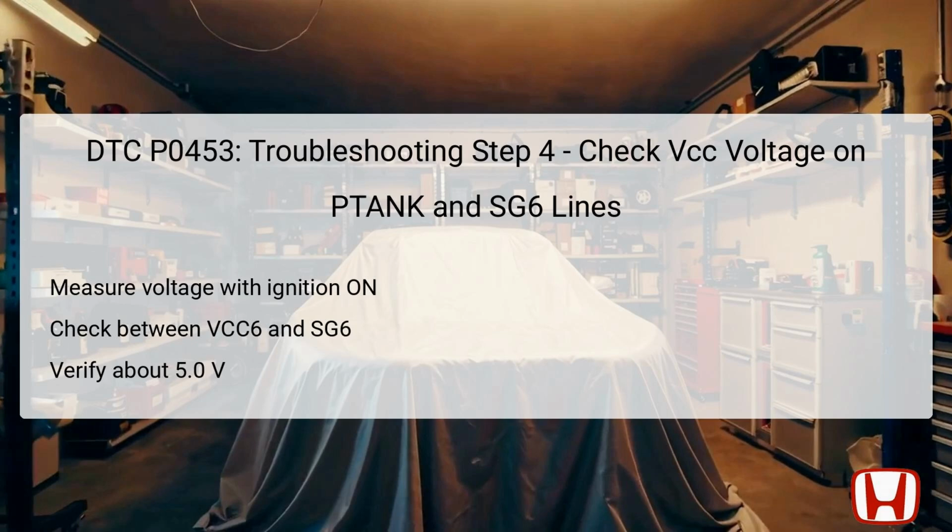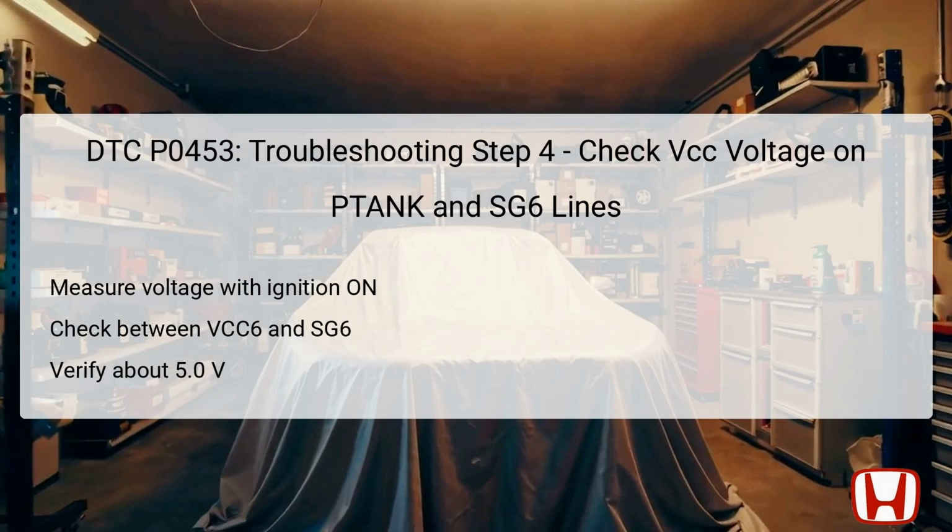In this phase, measuring the voltage between specific test points ensures the power supply line is within expected parameters. With ignition in the on position, a voltmeter probes the voltage between test point 1, which connects to P-tank, brown wire, at the PCM connector, and test point 2, which connects to SG6 blue wire.